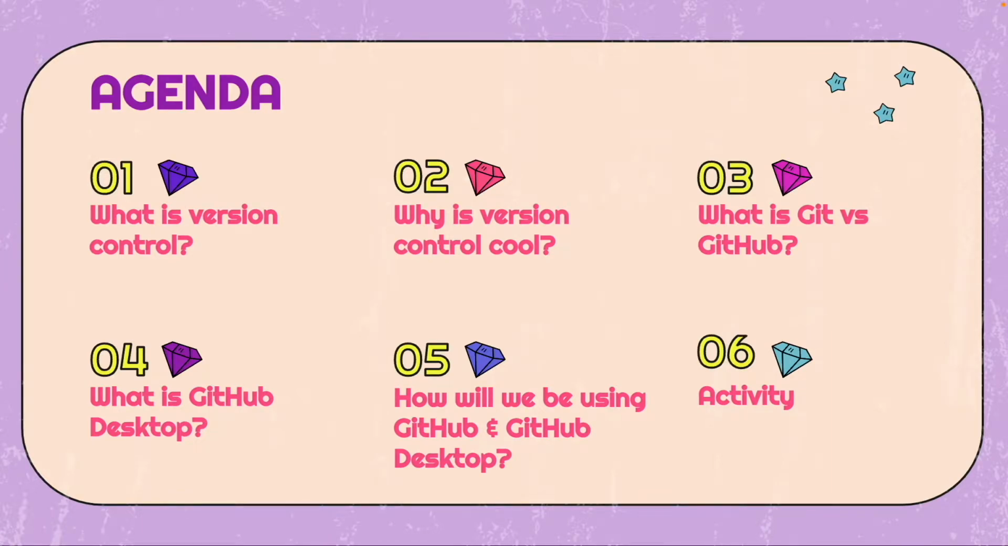So we're going to go over what version control is, why it's so cool, what Git versus GitHub is, what GitHub Desktop is, right? There's so many Gits. How we will be using GitHub and GitHub Desktop in this class for project 2. We're just going to practice it, see if we can get our brains wrapped around it. And then we are going to have an activity that will be due. There will not be a submission for this activity, and you will see why in a bit.